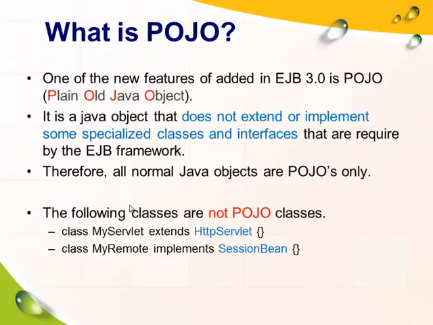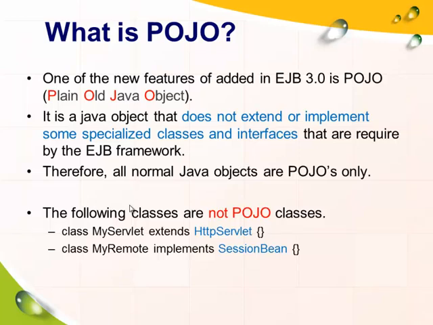Now what is this POJO object? POJO is already known: plain old Java object. What do we mean by that? It is an object that does not extend any specialized class or interface. So it is an ordinary class. How you've been writing all your Java classes, that is what POJO classes are.